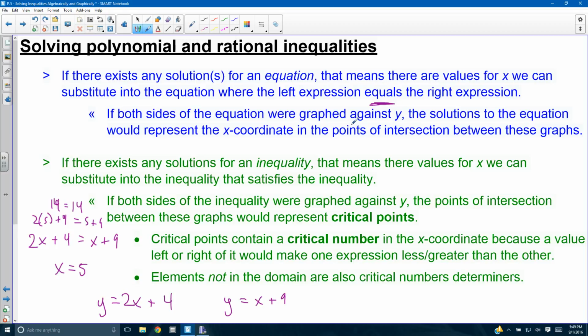That's where they are equal to each other. Okay? I'm going to say that one more time. That's where they are equal to each other.